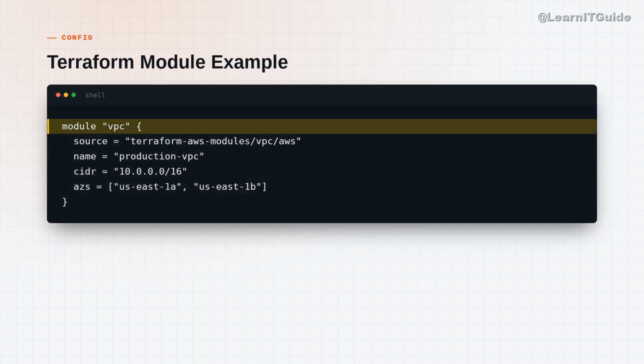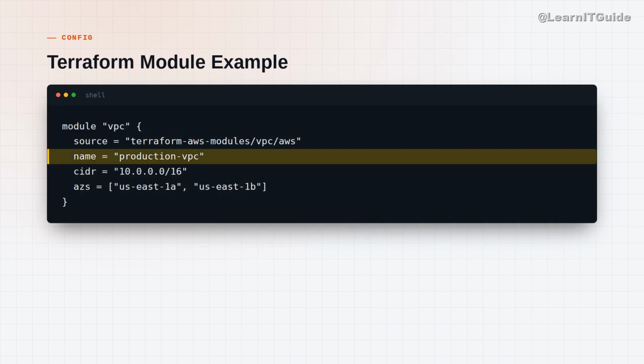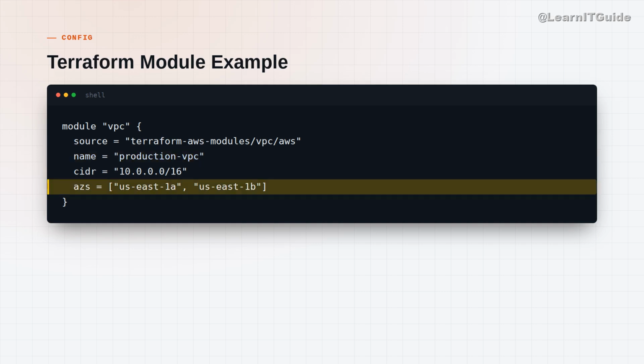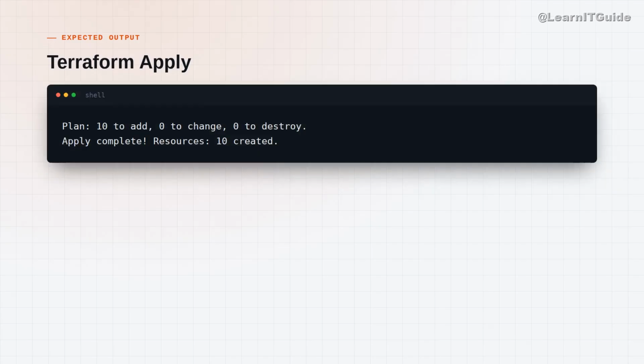Project 5 is where you tie it all together using Terraform. On line 1, we call the module. Line 3 sets the name, and line 5 defines your availability zones. This is exactly how production teams manage their infrastructure. When you run a Terraform apply, you should see the plan execution successfully creating your VPC resources. It proves your infrastructure is defined as code.